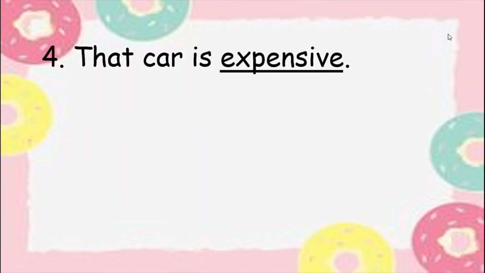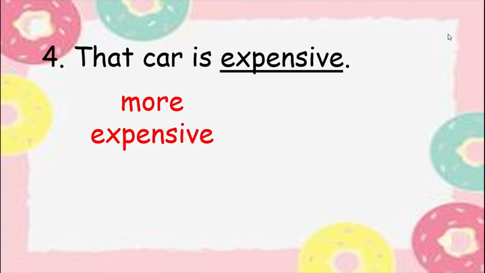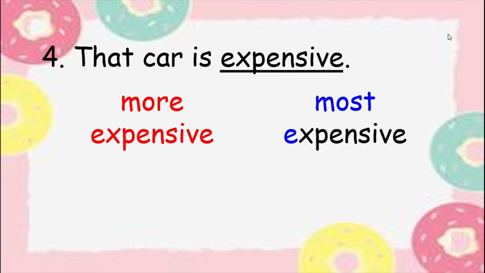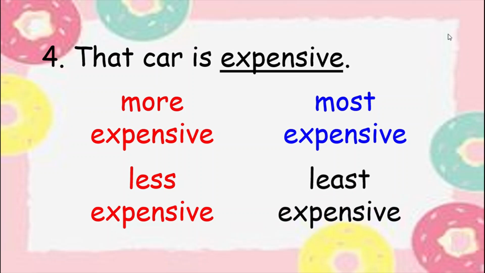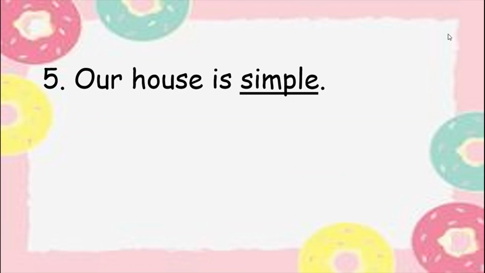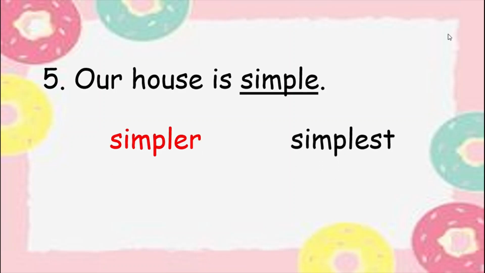Number 4, that car is expensive, more expensive, and most expensive, less expensive, and least expensive. Number 5, our house is simple, simpler, simplest.